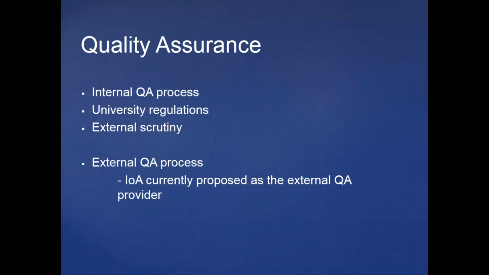Obviously, university regulations cover the whole. The EPA does form part of the whole degree, and the university regulations will form part of the whole master's degree. And it will have the external scrutiny, which you would also expect for any accredited degree. So at the moment, the external QA process will be the Institute of Apprenticeships, because this is a degree standard. There are obviously different arrangements for apprenticeships that are sub-degree standard, but at the moment, the IOA is the currently proposed external QA provider.